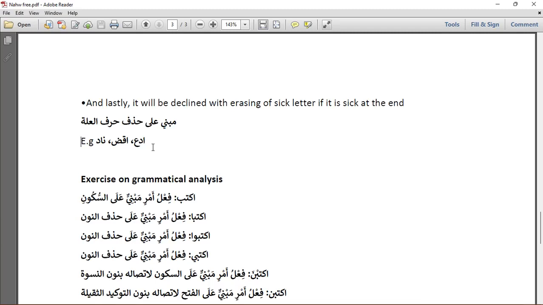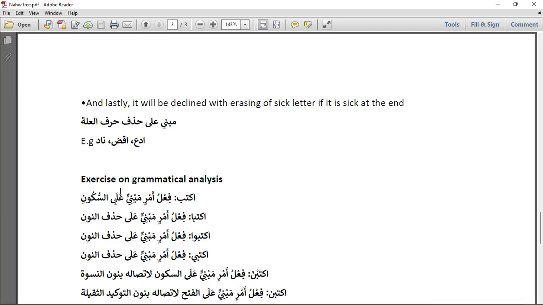So let's take an exercise on the grammatical analysis. So we have uktub from kataba yaktubu. Remove the harf mudara and give the last letter, which is ba, sukun. We have uktub. So the i'rab is what? Fi'lu amrin mabniyun ala sukun. Uktuba, fi'lu amrin mabniyun ala hazfi nun.